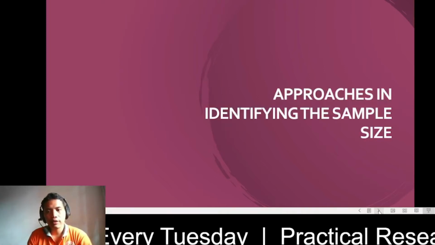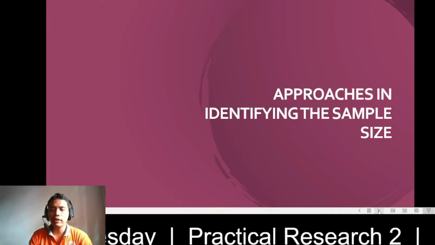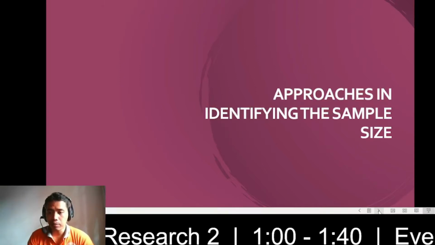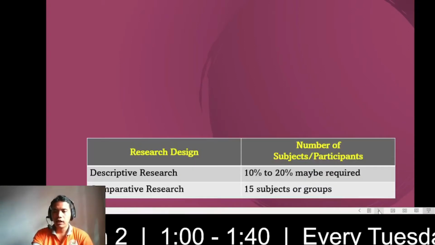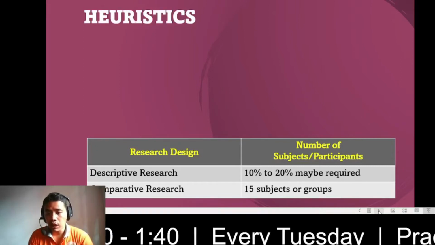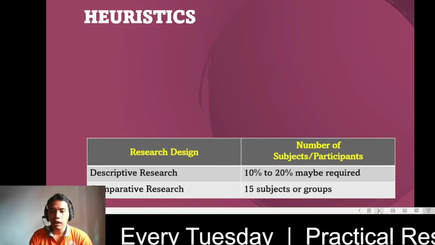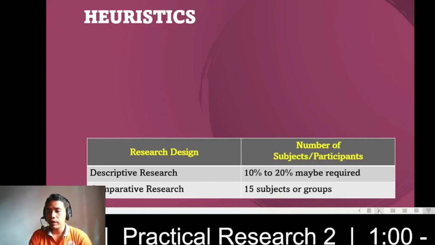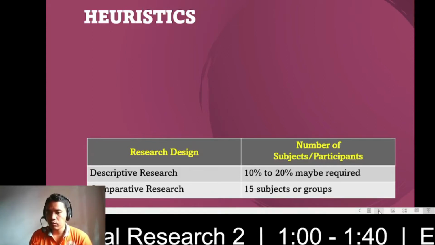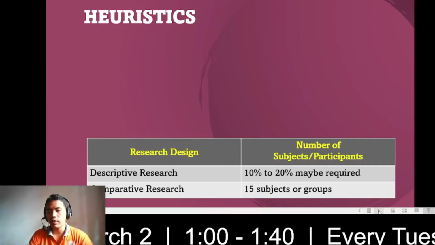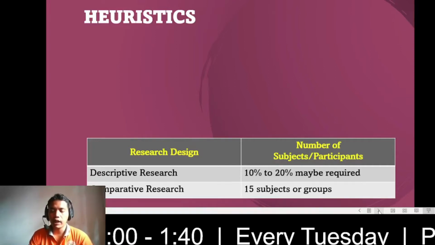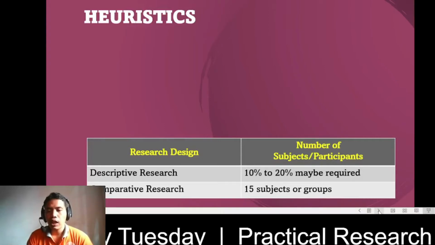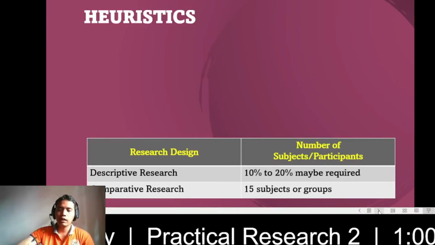Now, let us take up approaches in identifying the sample size. So for today, I expect that we have 4 approaches in identifying the sample size. And the first one, pinakauna dyan, ay yung tinatawag natin heuristics. So nakikita nyo yung table na nasa baba, is an example of heuristics. Na kapag sinabing descriptive research, yung number of participants natin nakukuha ay 10% ng total population. So it could be 100 times 0.10, 100 times 0.20. Okay? Kapag descriptive research. And if it's comparative research, 15 subjects or groups ang ating magiging participants.